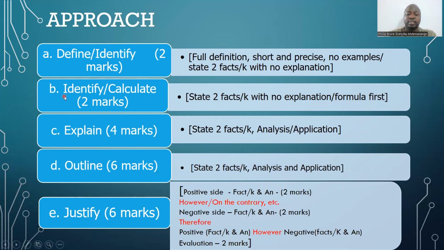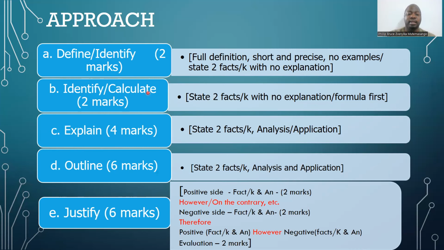And part B calls for you to identify. And remember, in such a case, you need to state the facts without giving any explanation. But in some cases, you may be asked to calculate. And whenever you are calculating, you need to provide first the formula and show a clear calculation up until you arrive at your answer. And at your answer, you need to provide also the currency, if any, and a percentage sign. Normally, when you're calculating the profit margins, you need to also put the percentage sign.